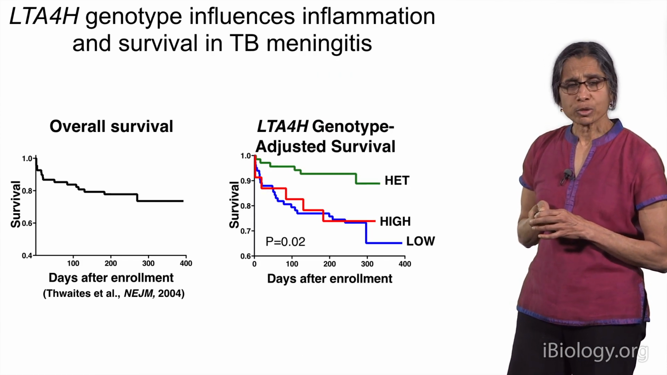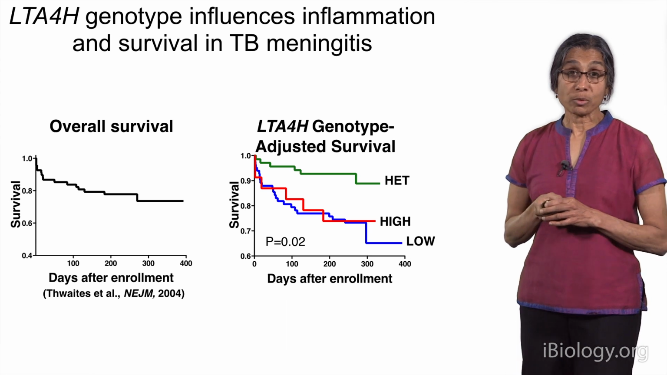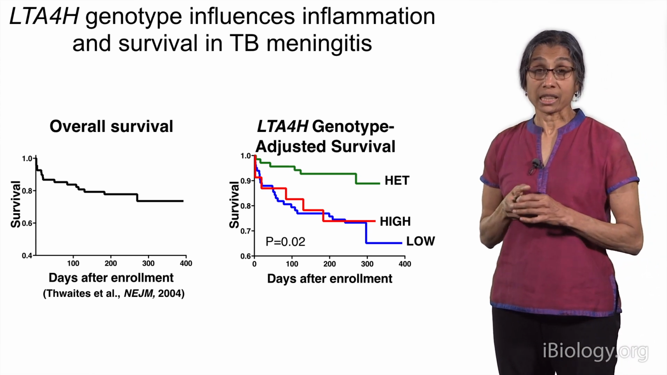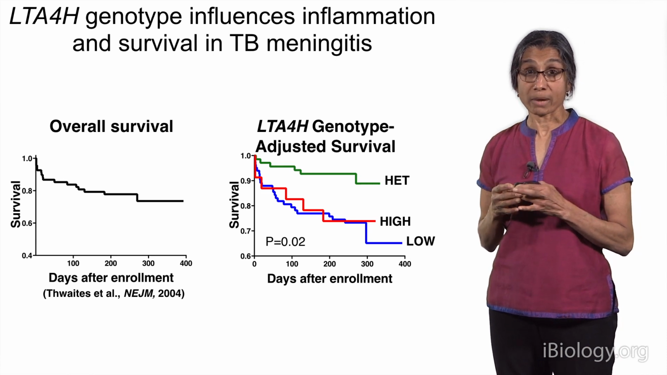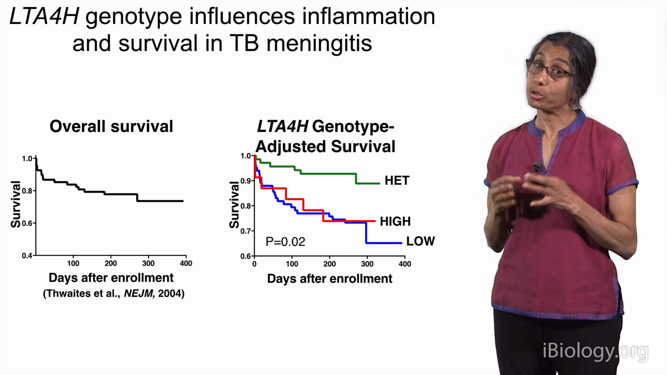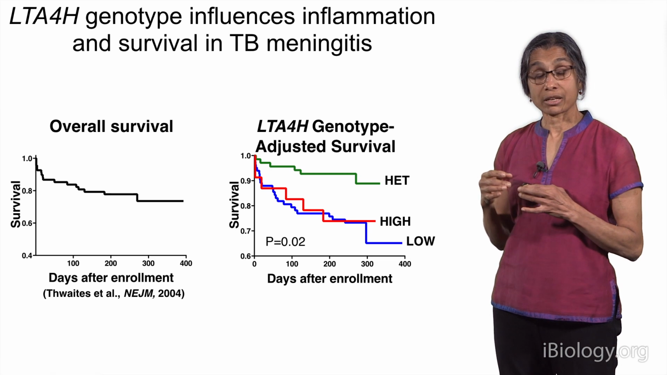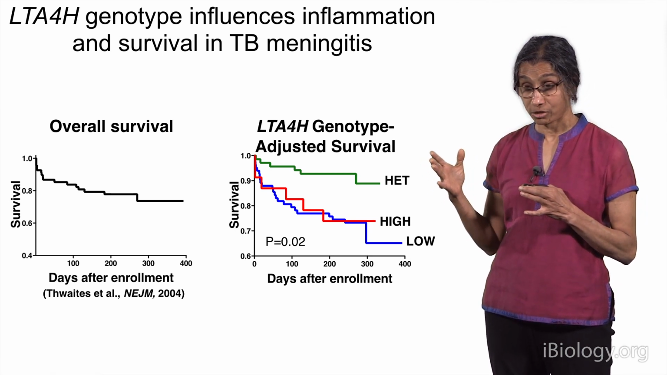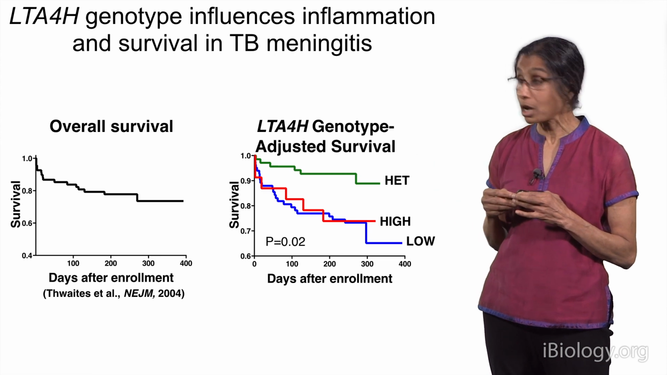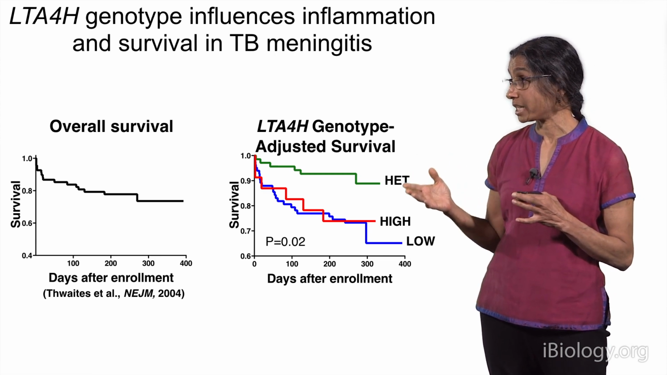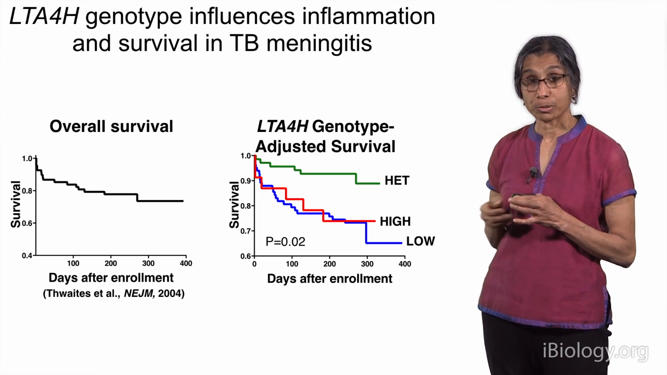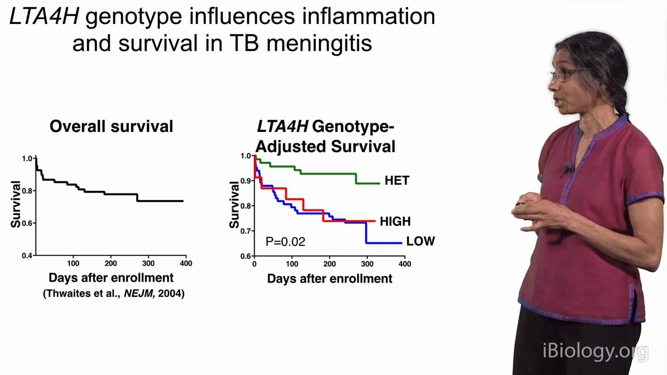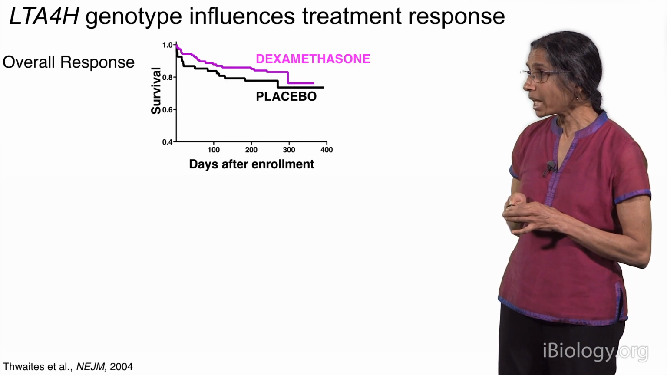Now, if David was right, and the fish were predictive of human disease, then what you would predict is that the heterozygotes for this variant in the leukotriene A4 hydrolase gene, the LTA4H gene, would be protected, and the high and low variants would both be susceptible. And that is exactly what we saw over here. So this was quite exciting.